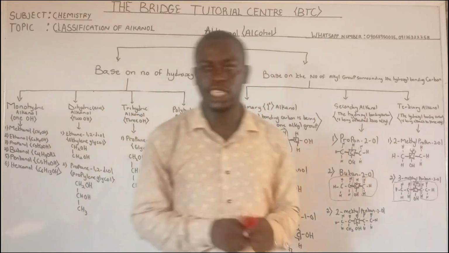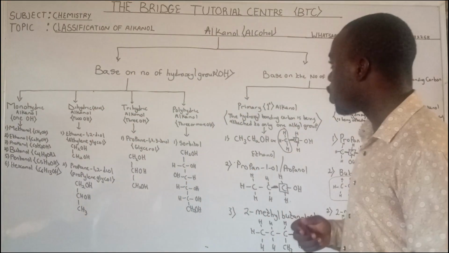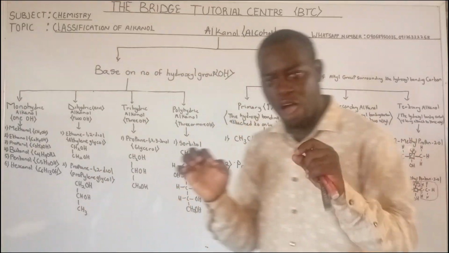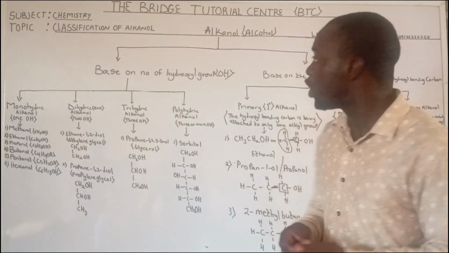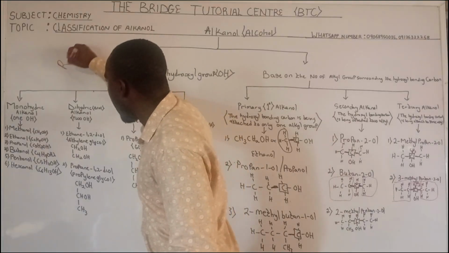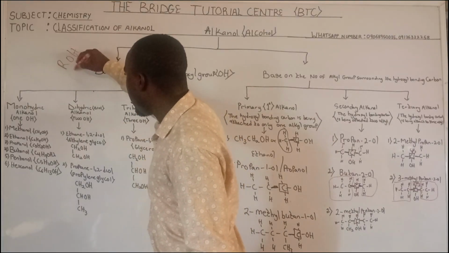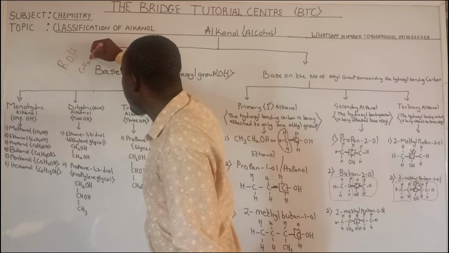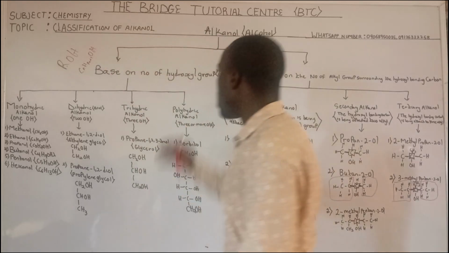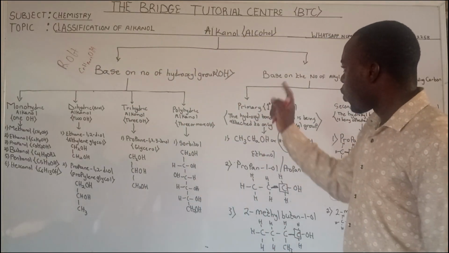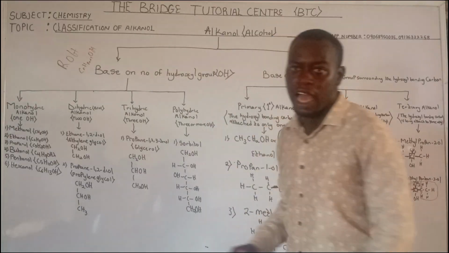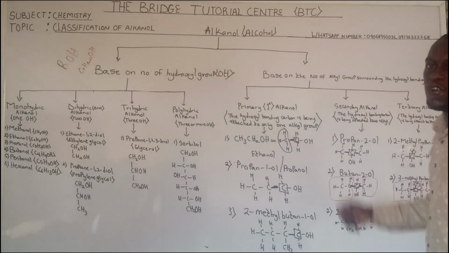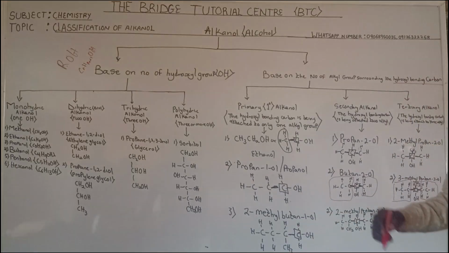That does the thing. So now let's summarize what we've done so far. We have alkanol, the organic compound that has OH. That's why we write it as ROH, or if you like, R is an alkyl group, which can be represented by CnH2n+1, then OH. Based on their mode of classification, it can be based on the number of hydroxyl groups, and it can also be based on the number of alkyl groups surrounding the hydroxyl bonding carbon.